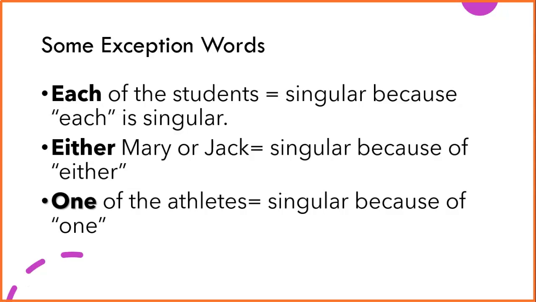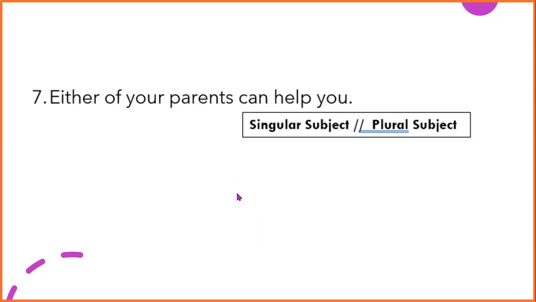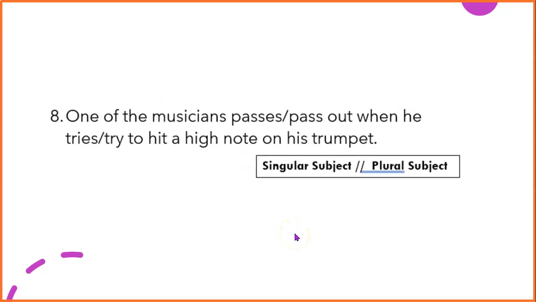If I say either Mary or Jack, either is singular even though we're talking about 2 people because either means that you have to pick one or the other. And then if you see one of the athletes, it doesn't matter if athletes is plural because one is the subject. So either of your parents can help you. Pause the video if you still need more time. One of the musicians pass out when he try to hit a high note on his trumpet.